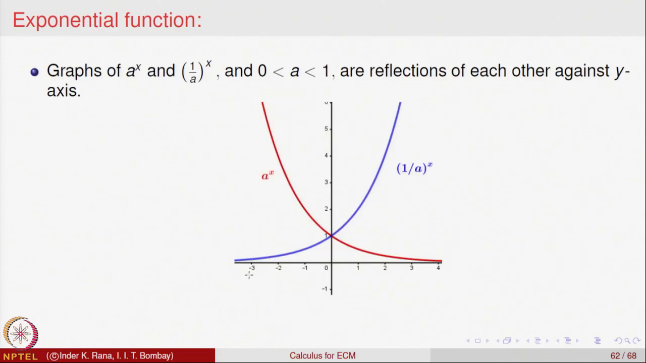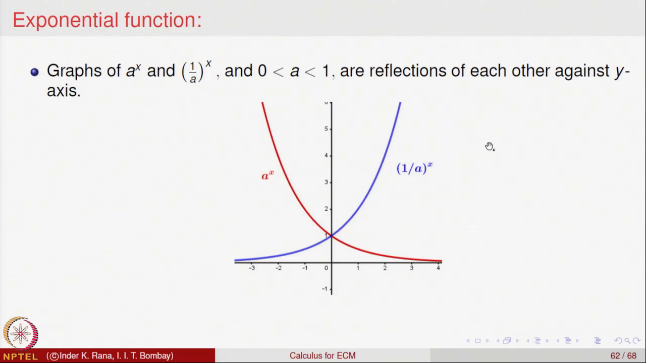So, these are the graphs of the two functions. What we are saying is, when 1 over a is bigger than 1, this is the graph of the function. When a is less than 1, the red is the graph of the function. This is defined for all values of x, and a raised to power x is always bigger than 0, right. And you can see one is the reflection of the other, one can easily show that also.